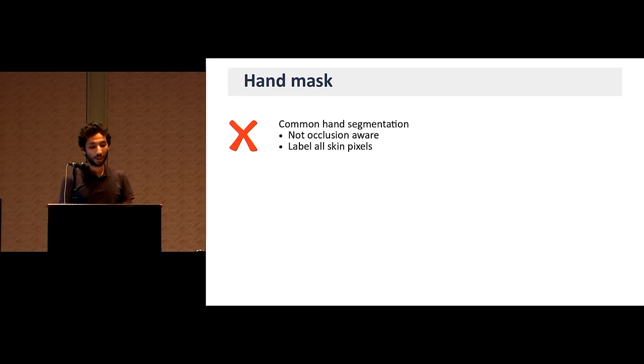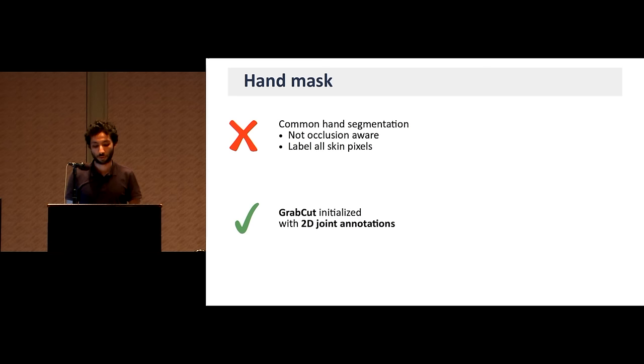For our weak shape silhouette supervision, we need ground truth hand masks to be occlusion aware and to only contain the hand and not other skin areas such as arms. Since common segmentation methods do not offer that, we generate our own masks using GrabCut segmentation by initializing the foreground and background regions using 2D annotations.